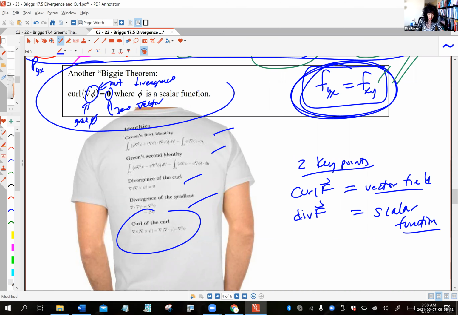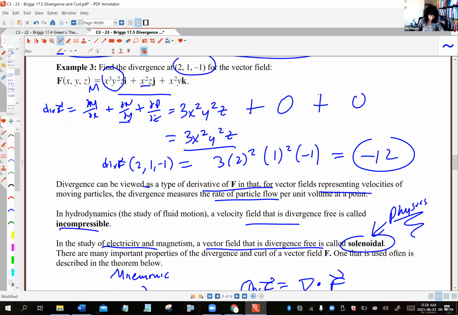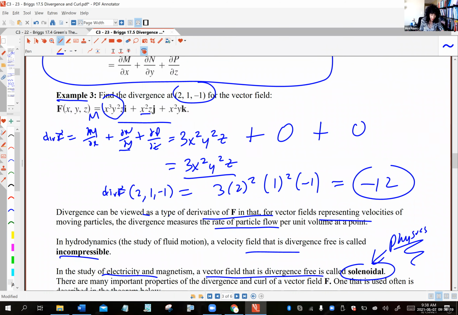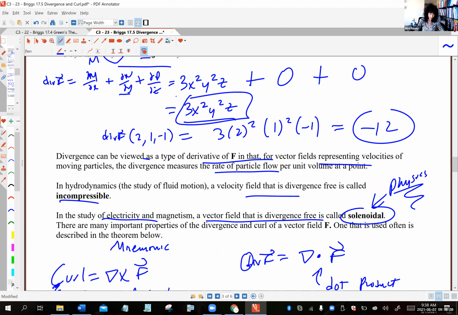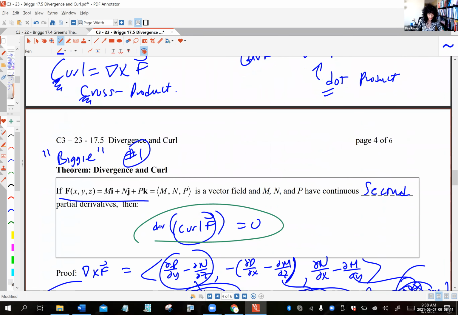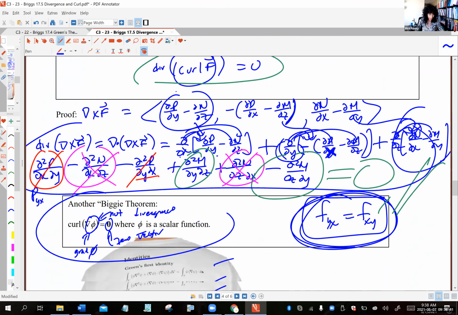If you don't believe me, look at example 3, where I found the divergence of this vector field and got 3x squared y squared z. There's no i, j, k involved here, no vector notation, because it's not a vector. It's not a vector field. It's what we call a scalar function. So knowing that, let's look at my grand finale here.